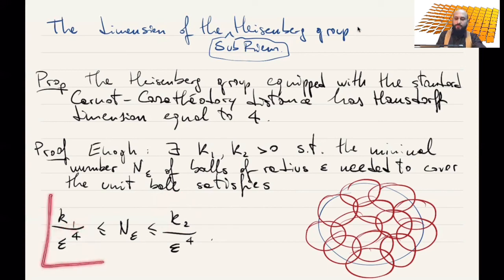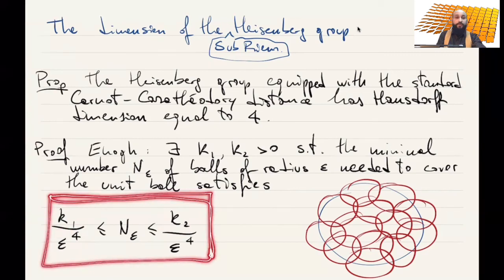Once we have proved this from general theory, we will have that the unit ball has Hausdorff dimension 4. Actually, it's a little bit stronger than having Hausdorff dimension 4. If you don't know what the Hausdorff dimension is, for now just take this as the claim that we want to prove. So let's prove both inequalities. Let's start with the lower bound.